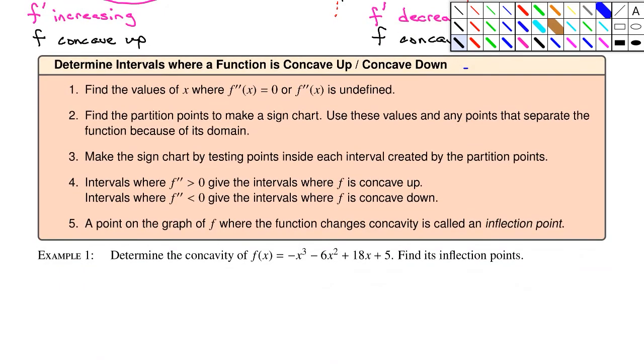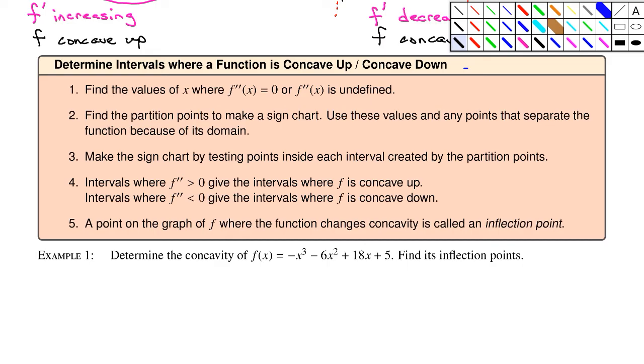Let's take a look at how to determine intervals where a function is concave up or down. So this is the how-to-do-these-problems part. And it's similar to the list that we had in the previous section. Step 1, find the values of x where the second derivative is 0 or the second derivative is undefined. Step 2, find the partition points to make a sign chart. These are these values and any points that separate the function because of the domain.